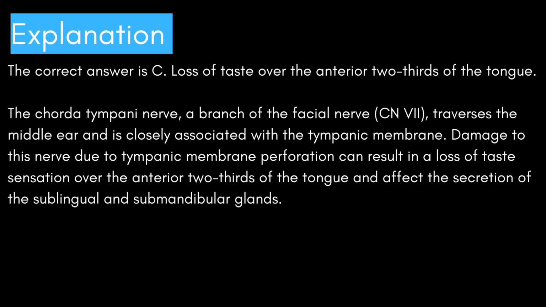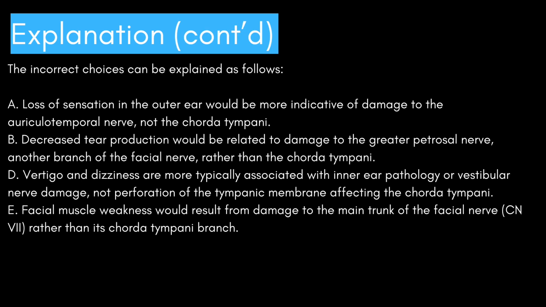All right, let's go ahead and see why the other answer choices are incorrect. The incorrect choices can be explained as follows. A. Loss of sensation in the outer ear would be more indicative of damage to the auriculotemporal nerve, not the chorda tympani. B. Decreased tear production would be related to damage to the greater petrosal nerve, another branch of the facial nerve, rather than the chorda tympani.